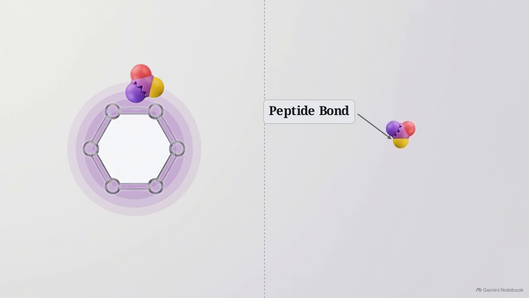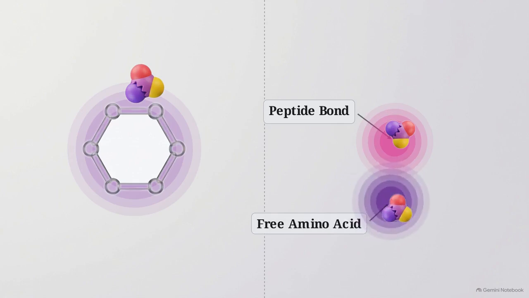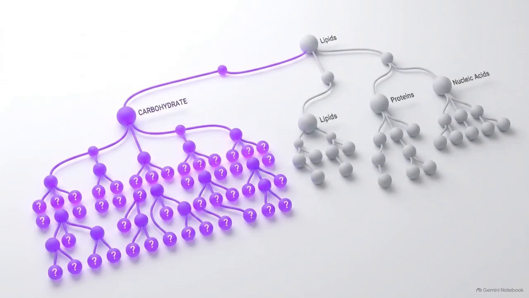The specificity of the test is key. If this were a protein, Molisch's reagent would do nothing. Protein peptide bonds require the Biuret test to produce a violet color, or a chemical called ninhydrin to detect free amino acids. We have successfully placed our sample in the carbohydrate family. However, the exact type of sugar is still hidden.